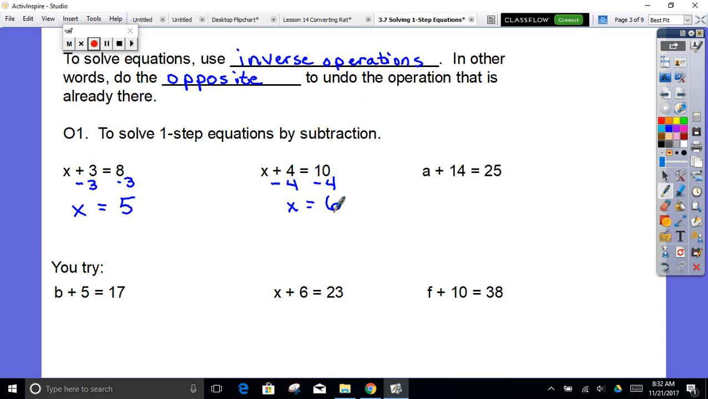Okay, the next one. Irene, tell me what I would do. You would do minus 14 to the 14, and then you would do minus 14 to the 25, and you would get a equals 11.